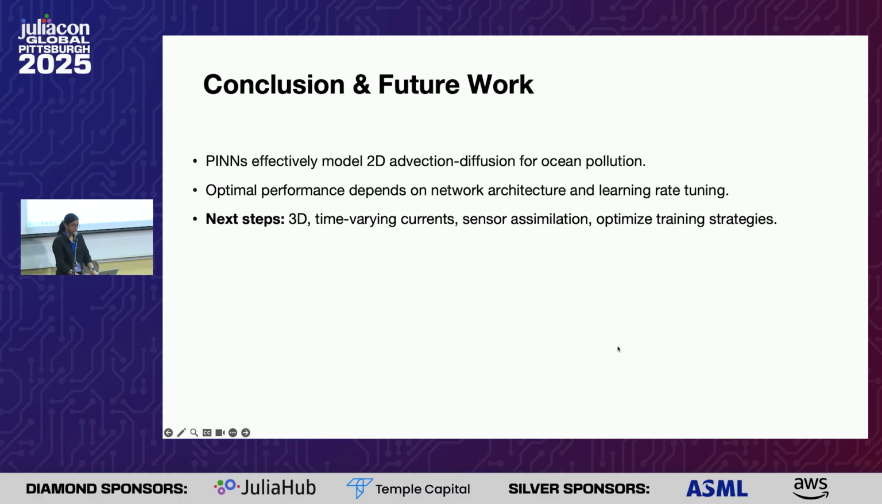So our work has identified that a physics-informed neural network is a highly efficient tool for modeling complex physics systems like ocean pollution. We have also identified that the performance is critically dependent on finding the right balance in network architecture, and that engineering the loss function is the key to achieving accurate results. This is just a foundation that we have started with, and it's really just the beginning.